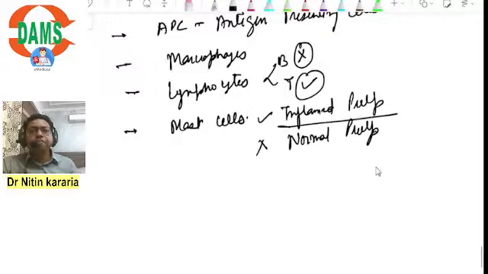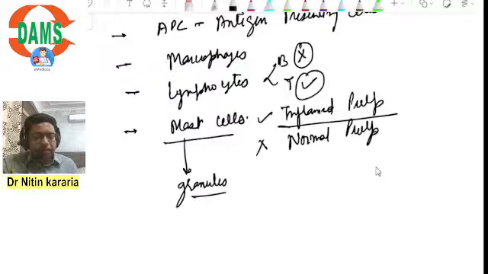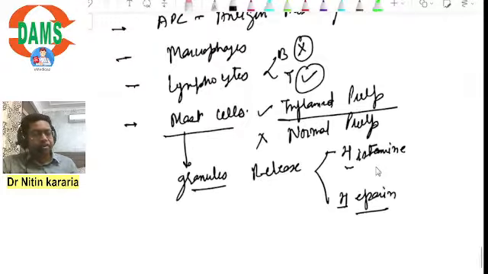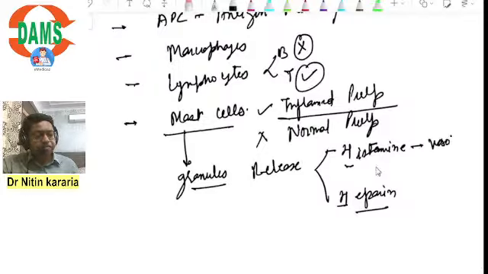So whenever we talk about pulp inflammation or inflammation anywhere in the body, you know that whenever inflammation is there, mast cells would come, and these mast cells contain granules. They release two compounds, H and H. You can remember that like that: histamine and heparin. Histamine causes vasodilation and heparin causes anticoagulation.